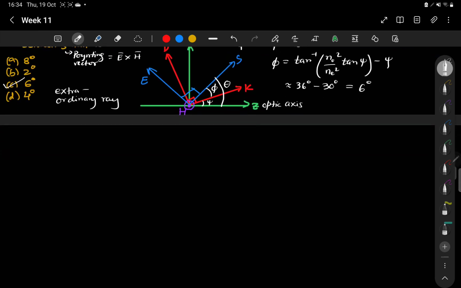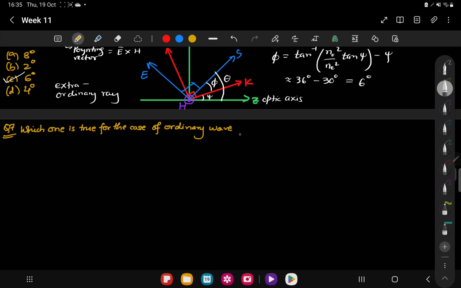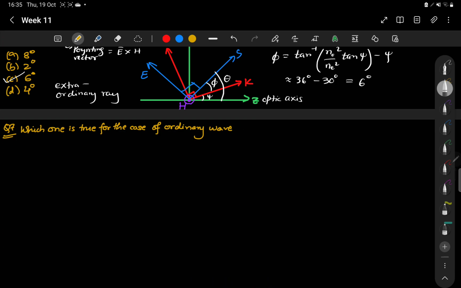Okay, so we can proceed further. Question number 7. Which one is true for the case of an ordinary wave in a uniaxial crystal?